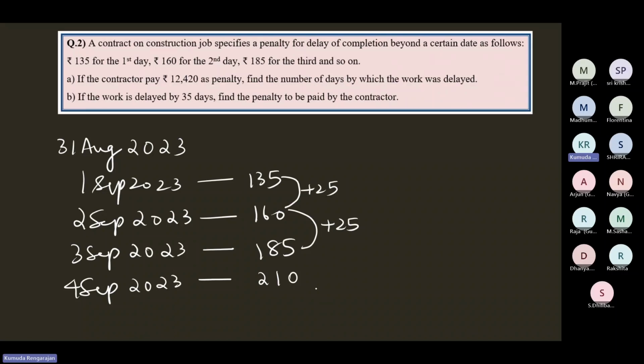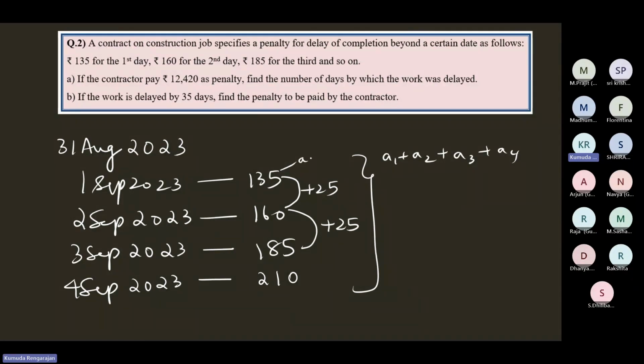So now supposing the job is completed on 4th September 2023. The job is completed on 4th September, that is by the end of the day. Then the total penalty which the contractor has to pay to his employer, the person who has given him the contract, will be A1 plus A2 plus A3 plus A4.